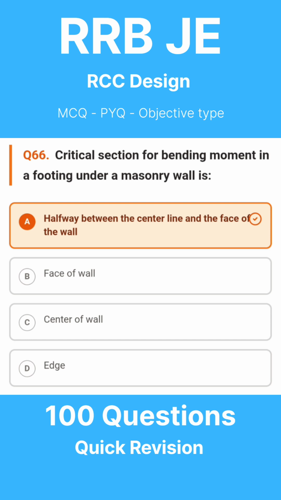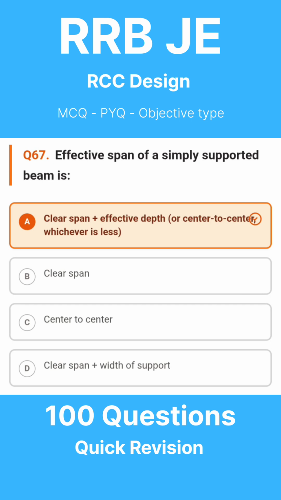Question 66. Critical section for bending moment in a footing under a masonry wall is. The correct answer is halfway between the center line and the face of the wall. Question 67. Effective span of a simply supported beam is. The correct answer is clear span plus effective depth, or center to center, whichever is less.